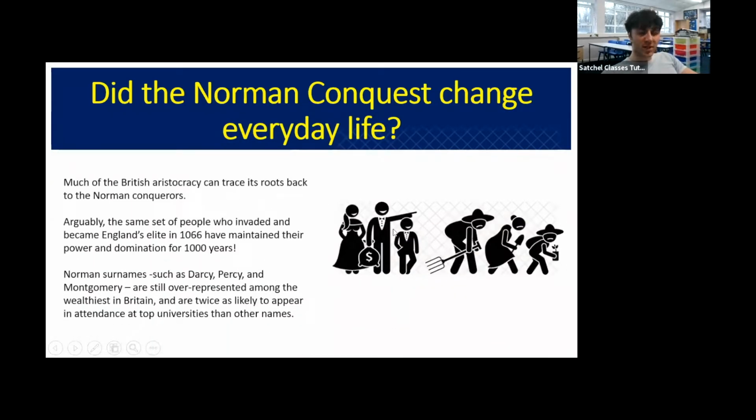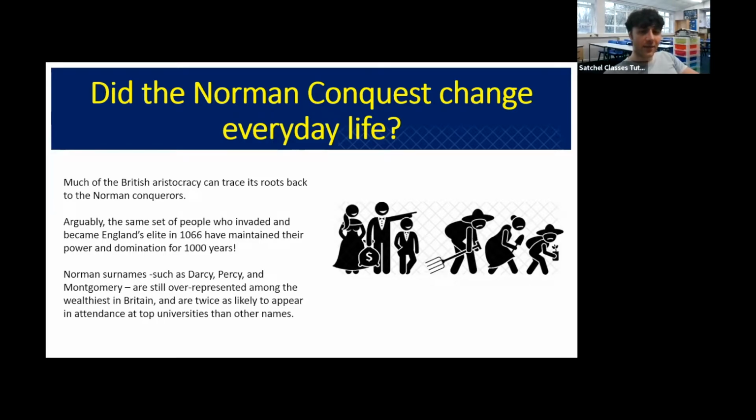So a lot of the British aristocracy, remember that's the social elites, can actually directly trace their roots back to the Norman conquerors. They've got a lineage going back to William and the lords that came over and won the Battle of Hastings and crushed all of the rebellions and took over. It is in some sense the same set of people. Of course, there are others now, but there is a real strong link back to the set of people that came over with the Norman Conquest.